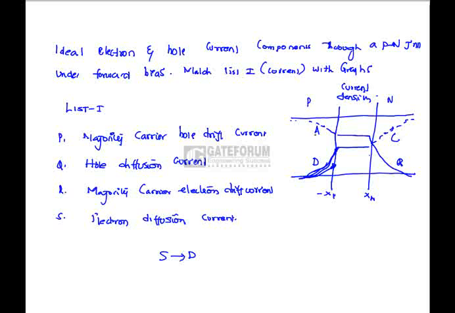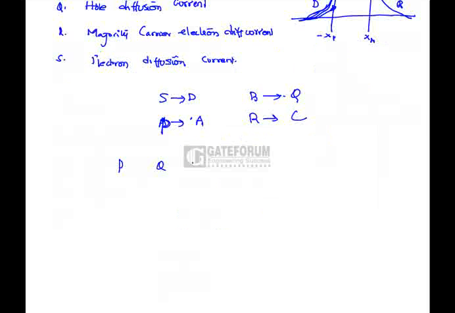Here comes to A. In p-type, A is the hole current, because the majority current is mainly drift current, that is hole drift current, that is P is A. If it comes to B, hole diffusion current, that is Q, and comes to C, electron drift current, that is R. So P, Q, R, S are A, B, C, D. Hence option B is correct.